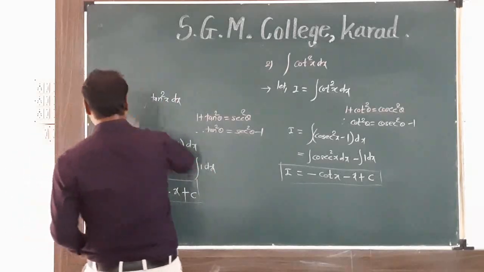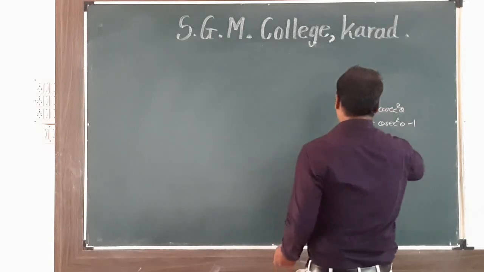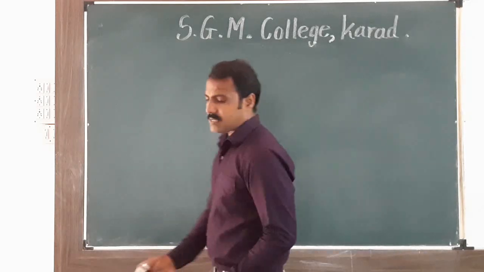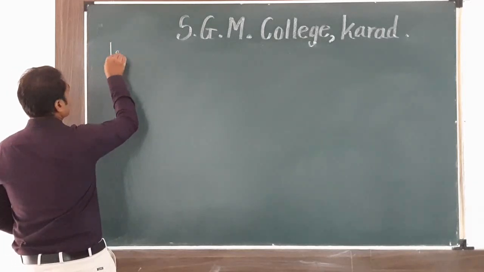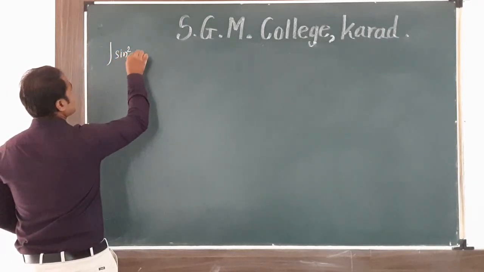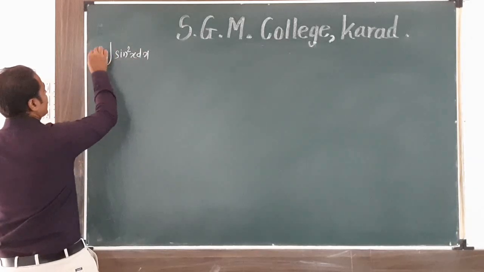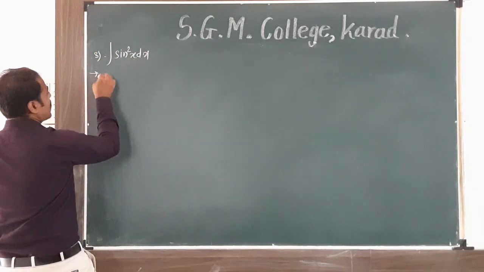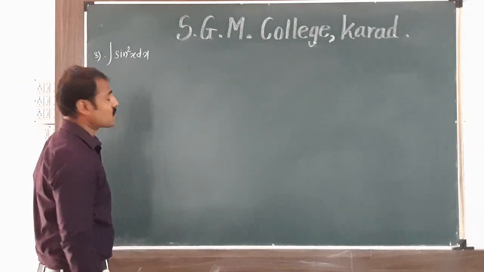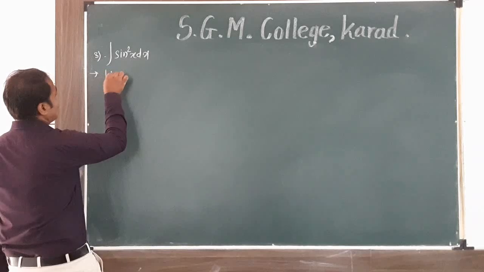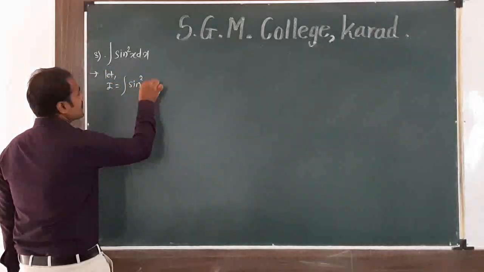Next example, the third example is: evaluate integration of sin square x dx. First, check that the example is of integration. So first denote the given integration by I. Let I is equal to integration of sin square x dx.